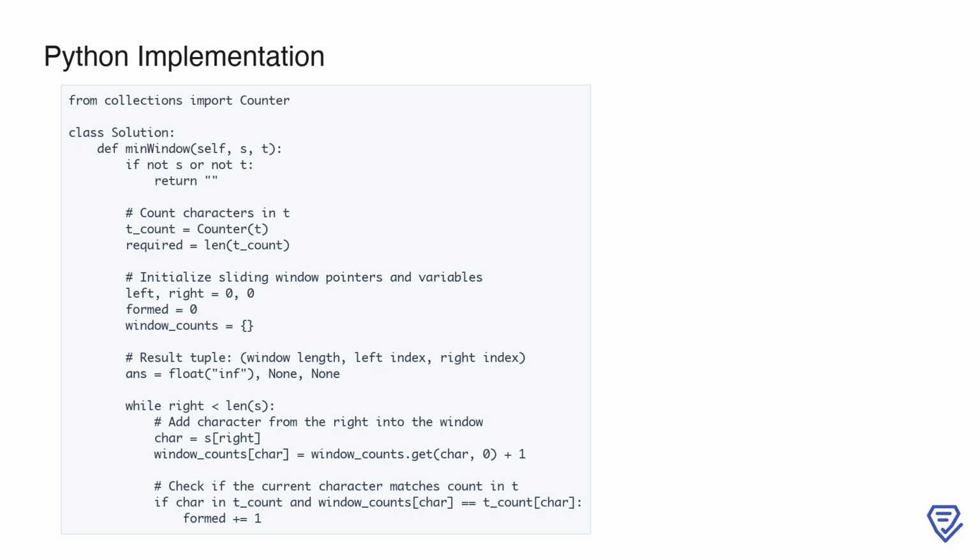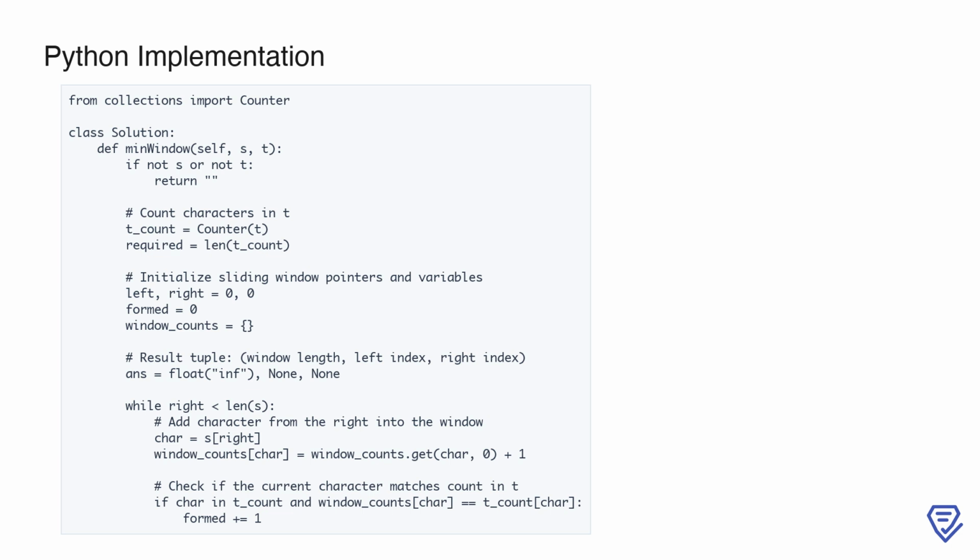Next, we use the Counter to calculate the frequency of each character in T and store this in T_count. The variable required is set to the number of unique characters in T. Then, we initialize pointers left and right for our sliding window, along with a variable formed to track how many unique characters in the current window meet their required frequency. Additionally, we create a dictionary window_counts to track the frequency of characters in the current window and a tuple ans to store the smallest window found so far. The tuple consists of the window length and the indices of its start and end.